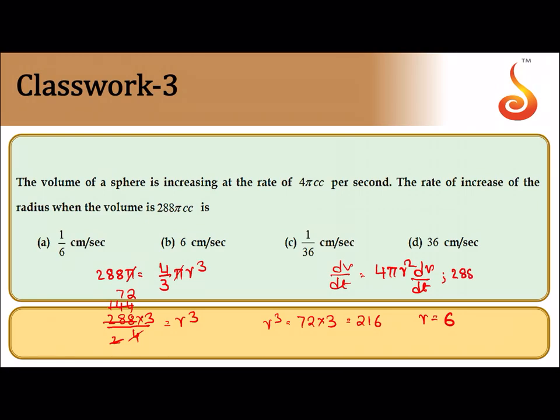Once you got r is equal to 6, dV by dt is equal to 4 pi r square dr by dt. So dV by dt is given to you, r you know. This implies 288 pi equal to 4 pi into 36 dr by dt. Pi and pi will cancel, 4 3s are 12 will cancel. So finally we get dr by dt is equal to 1 by 36.